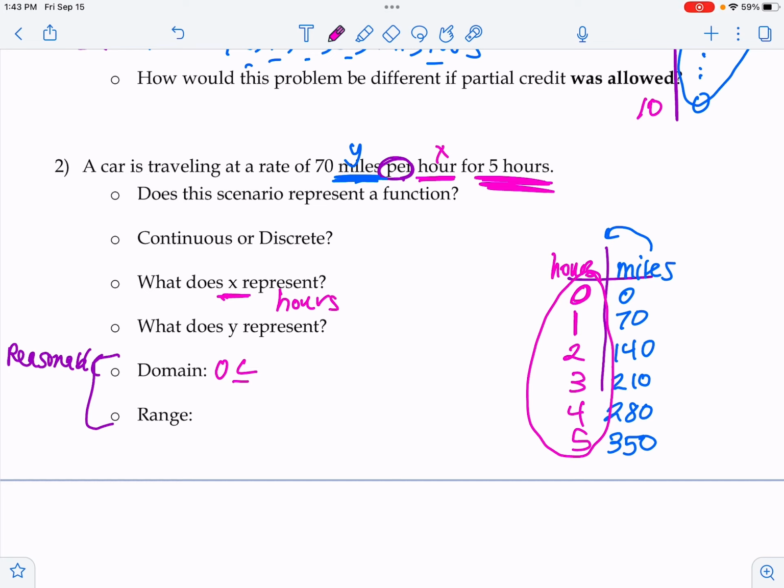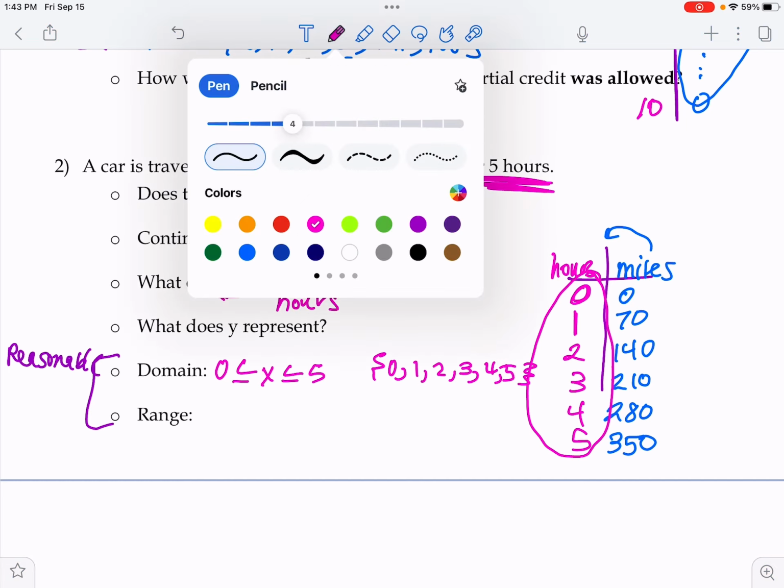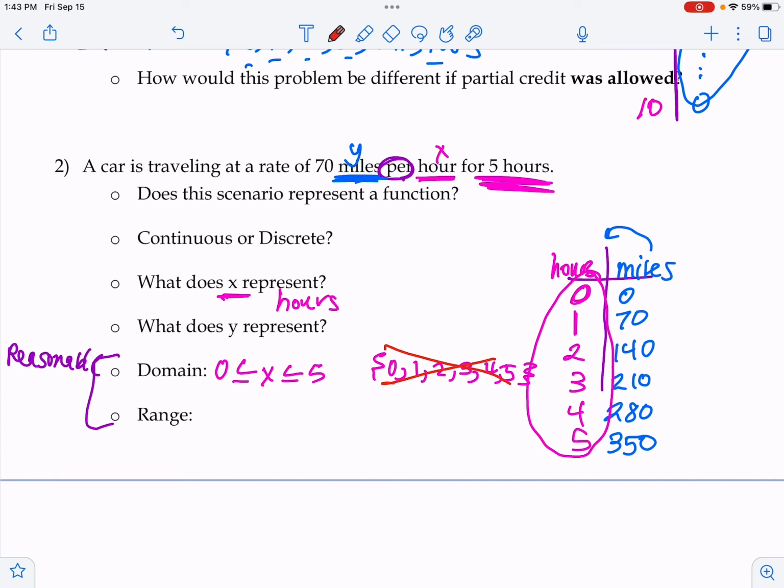Yeah, that's okay. So for domain, we would want the decimals this time, because we can have half an hour, we can have 1 minute, we can have 2 minutes. And then one of the options is going to be 0, 1, 2, 3, 4, 5. This time you wouldn't want to pick that one, because decimals make sense for time. Decimals are allowed. Okay, so this is continuous data, because decimals make sense.